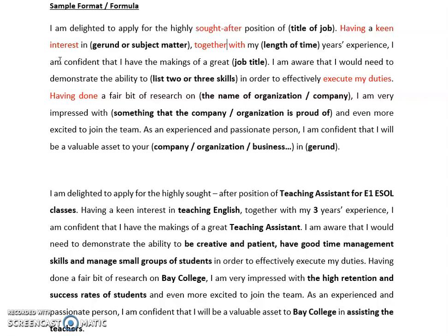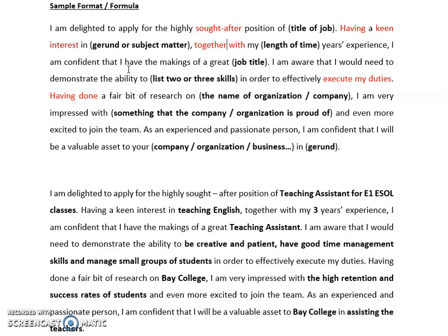Having a keen interest in, that means I am very interested in. I'm very interested in what? This is where I would use a gerund or subject matter. Okay? Whatever it is, the job I'm applying for. Together with my however long experience. When I say together with, that means I've talked about the fact that I'm interested in this and my years of experience. That's what we mean by together with. Two things. So I'm very interested in the subject or the job and my years of experience, these two together.